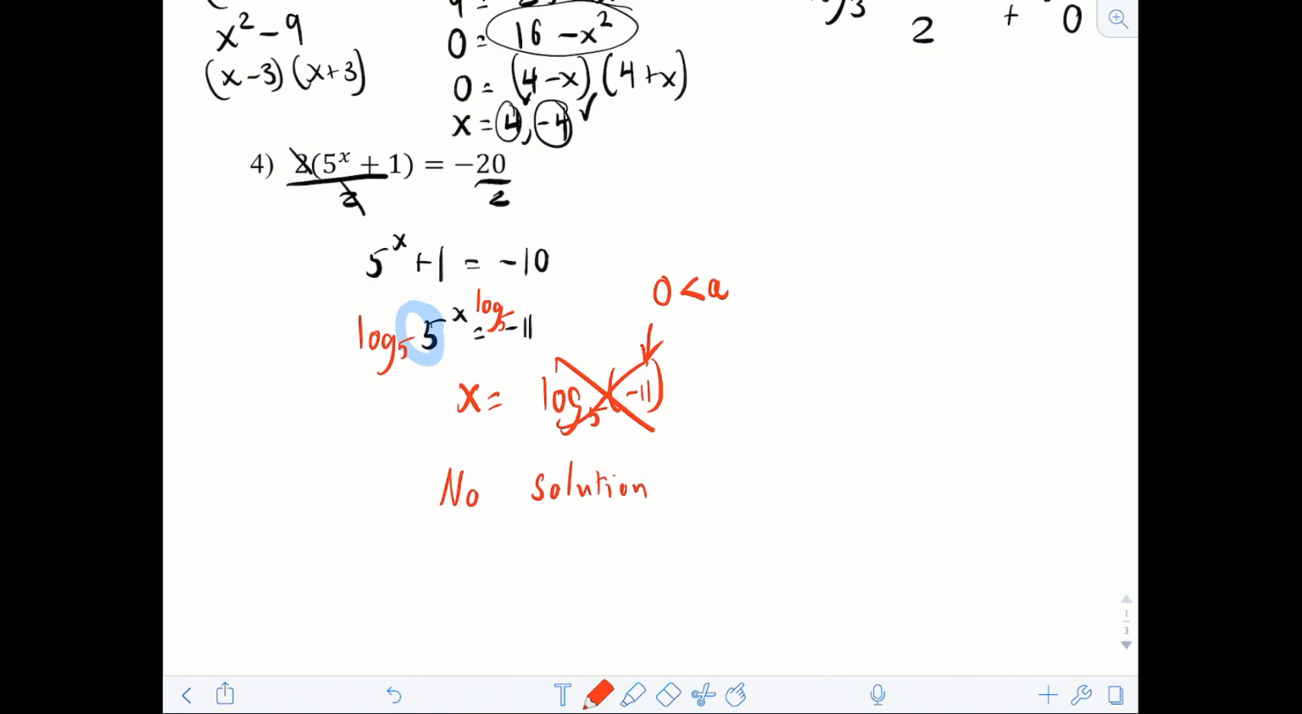Now, you could technically call this an extraneous solution, but since this isn't even a real numerical value, it's not possible. And just to confirm, if I did 5 to the x is equal to negative 11, can you think of a value that you could plug into x such that it will give you a negative value? If you think about it, there isn't anything, so there is no solution to this problem.